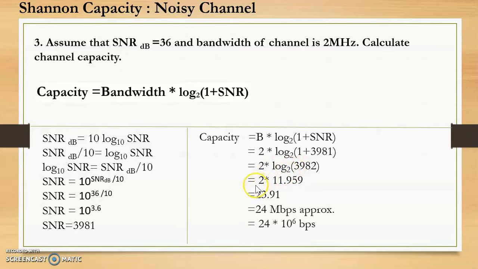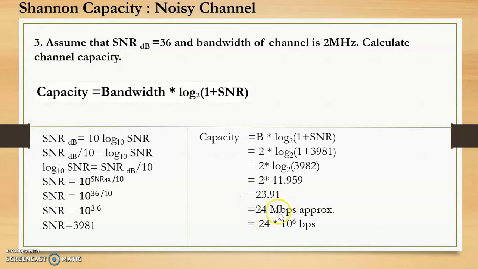So after solving this, we will get 2 into 11.959, because it will be log of 3982 divided by log of 2. We will get 11.959 and then multiplied by 2. So the answer will be 23.91, which is approximately 24 Mbps.